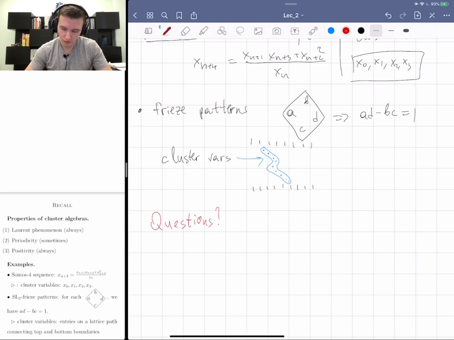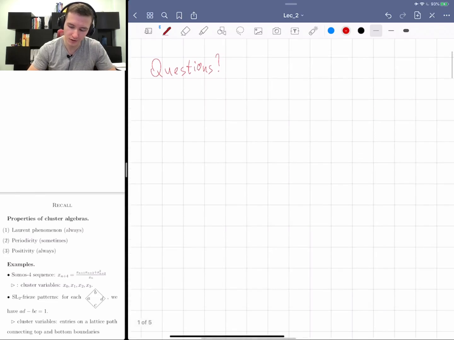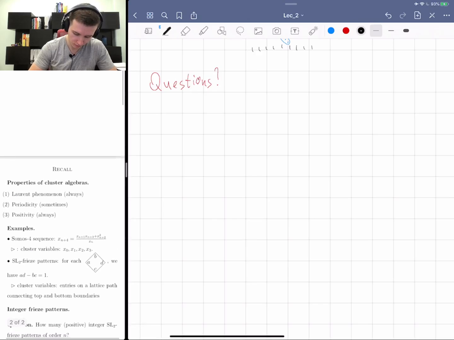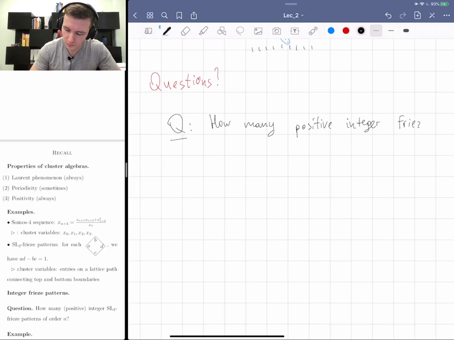Now, if there are no questions, let me try to do some combinatorics for a change. Still about frieze patterns, but let me ask you the following question. The question that I have is, how many positive integer frieze patterns of order n are there?